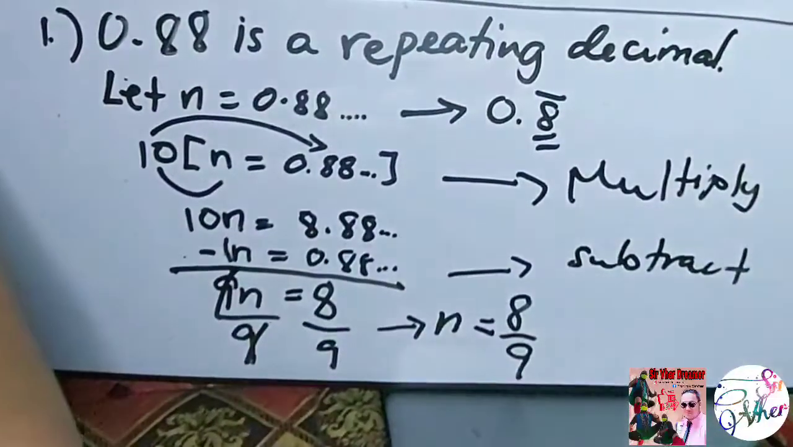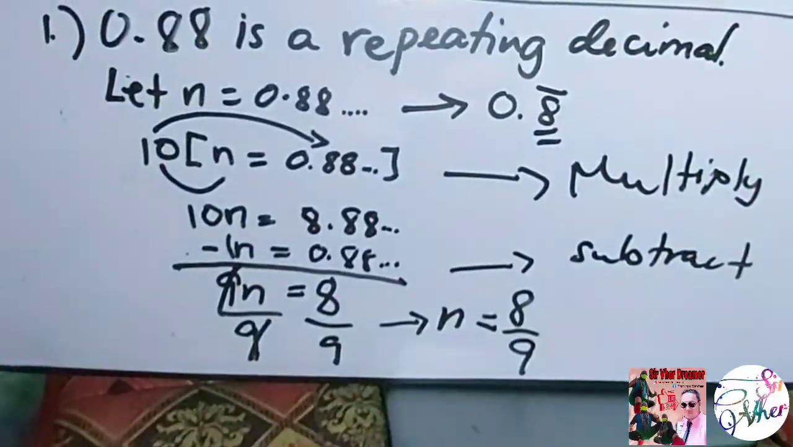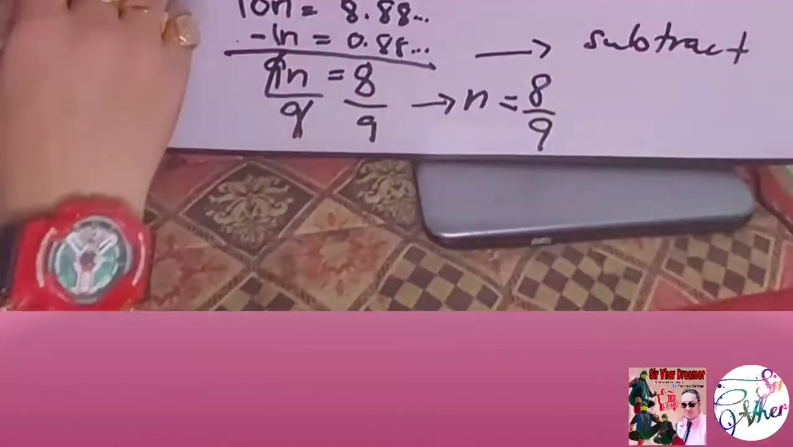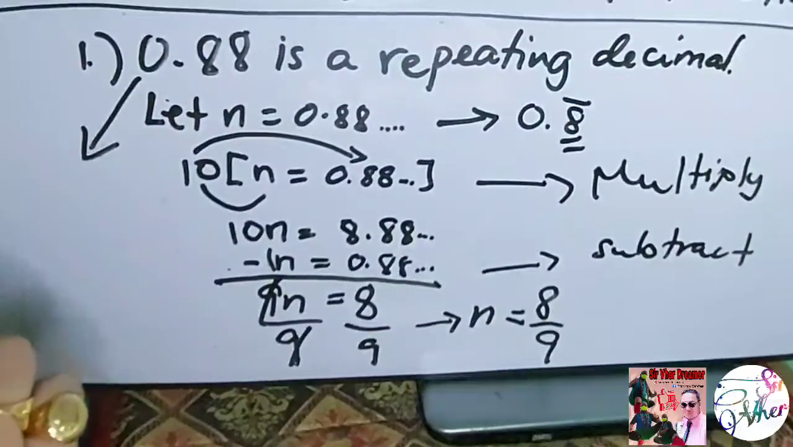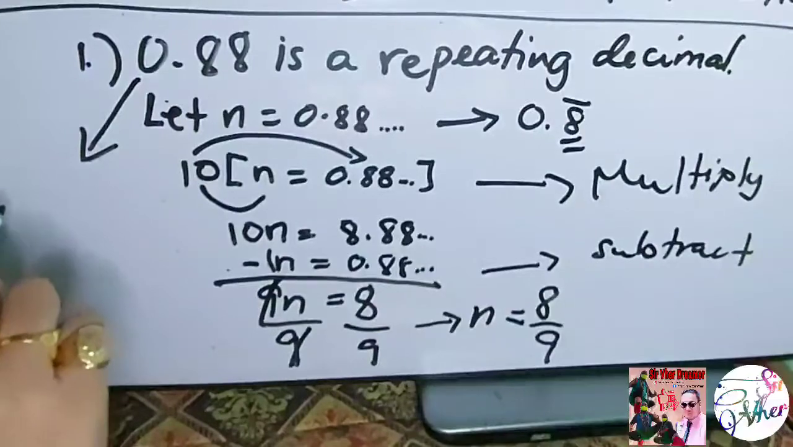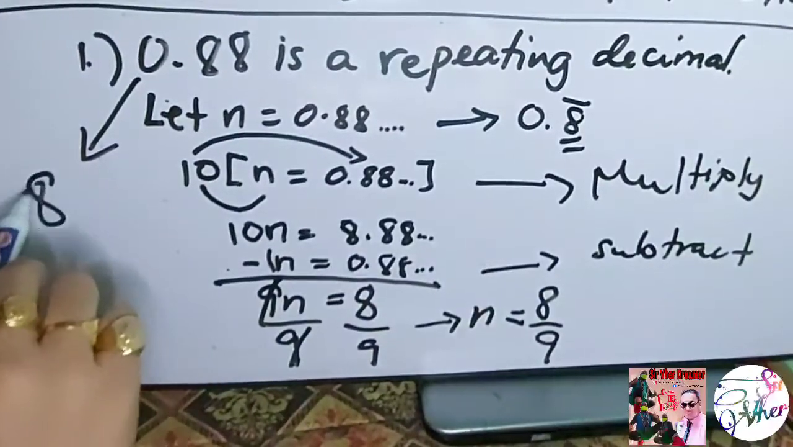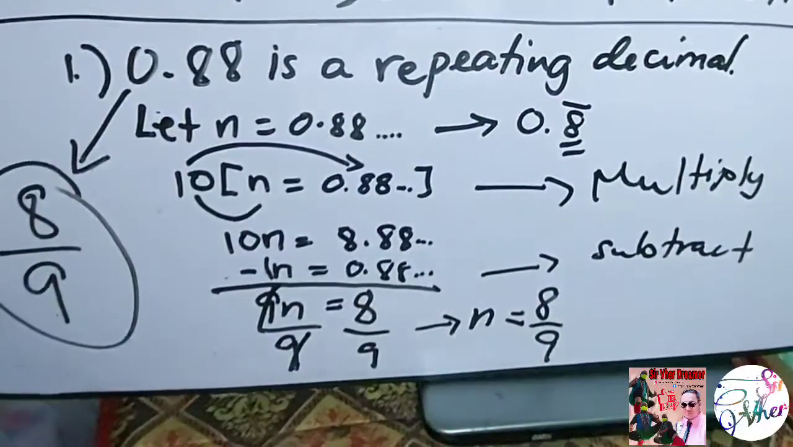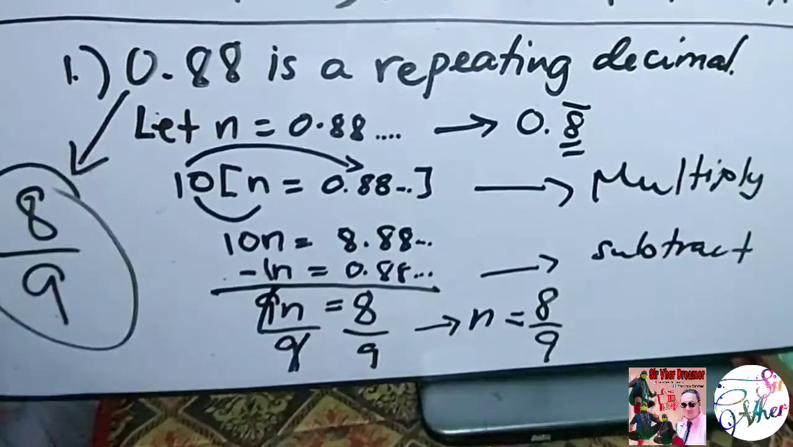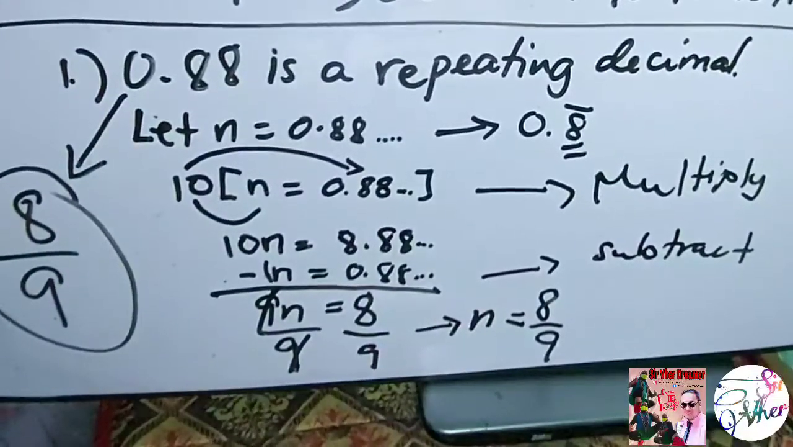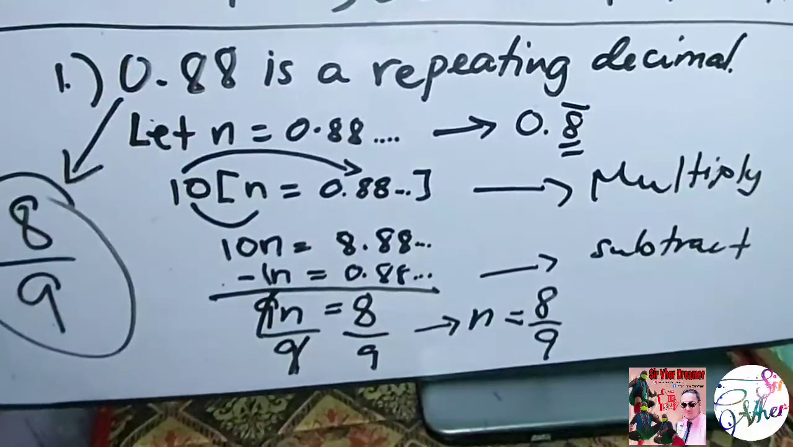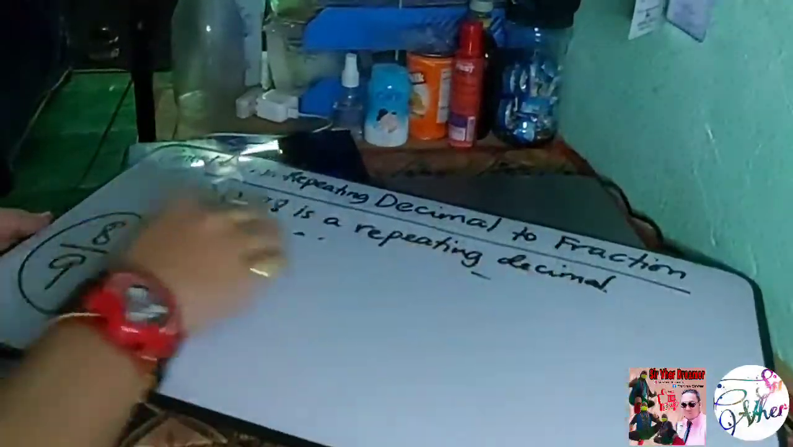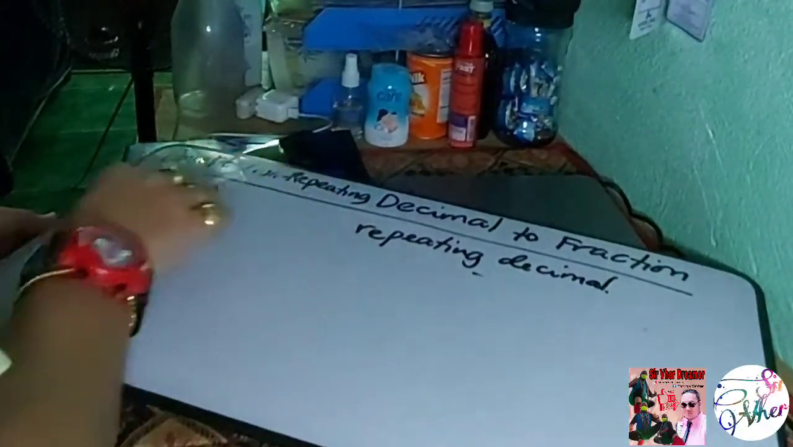So therefore, what is our answer? The repeating decimal 0.888... as a fraction is 8 over 9. Okay? Did you get it? Or do you want another example? Okay, let's have another example.